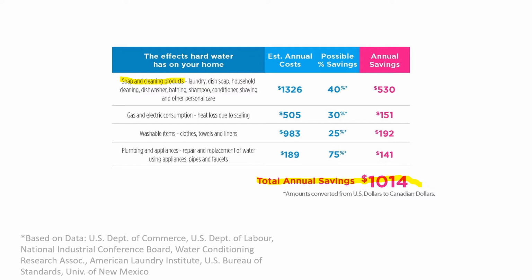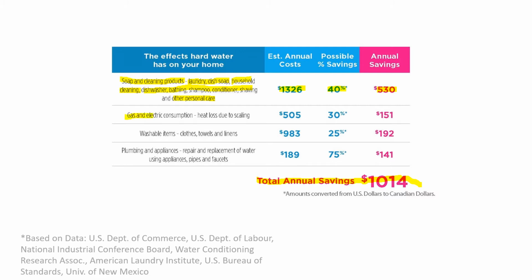If you recall, the average family will use about 75% more soap in a hard water environment. And obviously that would include laundry, dish soap, your dishwasher, bathing, shampoo, conditioners, and then of course other personal care. But you also use a lot more household cleaning products because you have to try and clean away all those hardness minerals that have built up. So the average family spends about $1,326. Potential savings is 40%, which works out to $530.